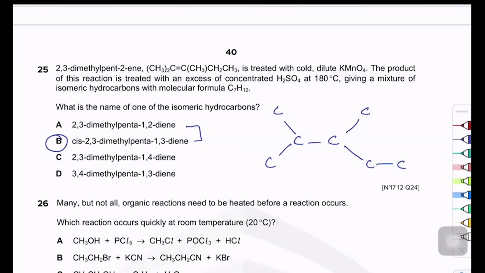Do you get it? Sir, can you explain how it's cis trans? How it's cis trans? Okay. So let's put the hydrogen back.